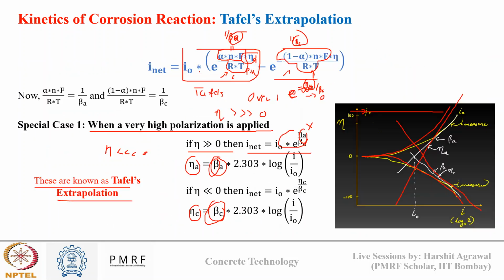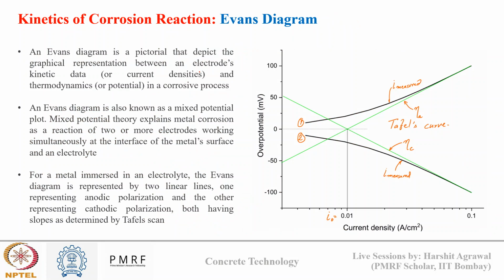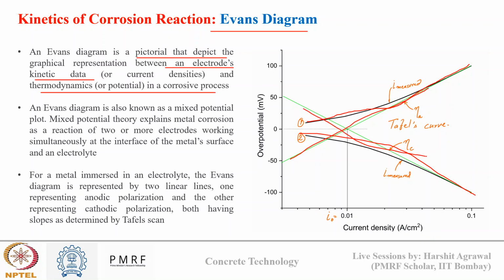And what is the application of these two relationships that are defined? They help us to form what is known as the Evans diagram. This Evans diagram is nothing but a pictorial representation that describes the relationship between electrode kinetic data and thermodynamic data. You can see here, this was my original Butler-Volmer equation. From the Butler-Volmer equation, I got the Tafel curve. Now this Tafel curve, if I draw for multiple electrodes, I will get what is known as the Evans diagram. This Evans diagram is also known as a mixed potential plot.